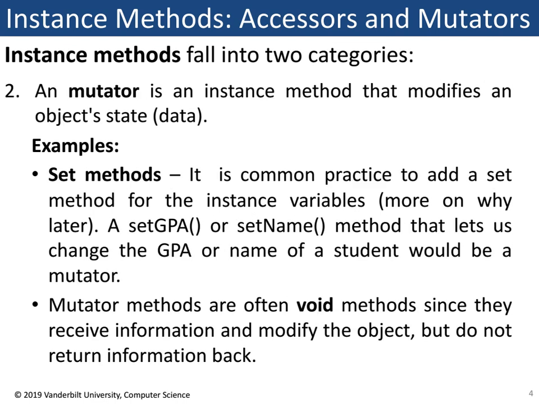The other variety of instance method is mutator. So we have accessors that are going to access information and feed that back to the caller. And then we have mutators, which are going to mutate or change the object. So our set methods, setGPA and setName, would be mutators because they don't return anything. They're not accessing information, but they are changing the object. They're mutating the object. Therefore, these are mutators. Typically, mutators will have a return type of void because we don't want to get any information back. We are wanting to change the state of the object.